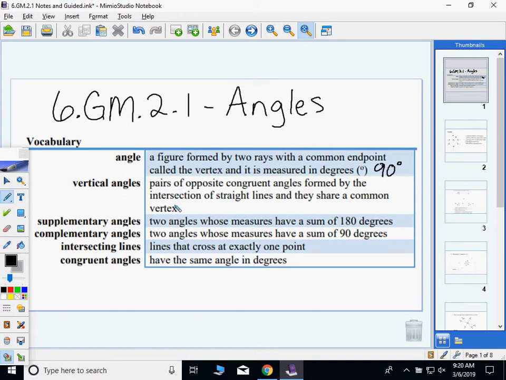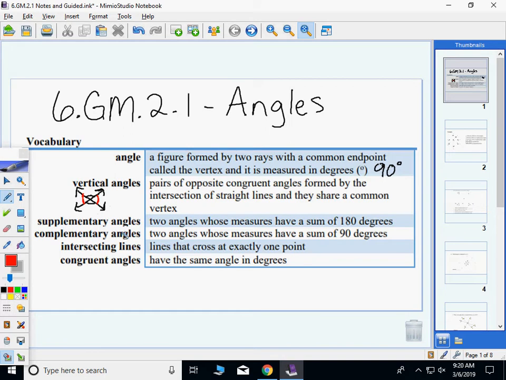Vertical angles are pairs of opposite congruent angles formed by the intersection of straight lines, and they share a common vertex. Vertical angles, they look like an X. They make an X with each other, like so. And so this angle here is going to be the same as this angle here. So the angle straight across from the other angle are going to be equal to each other. So likewise, if we wanted to know what this angle was, it's going to be the same as this one. They're both the same. So these two are equal and these two are equal because they are straight across from each other.